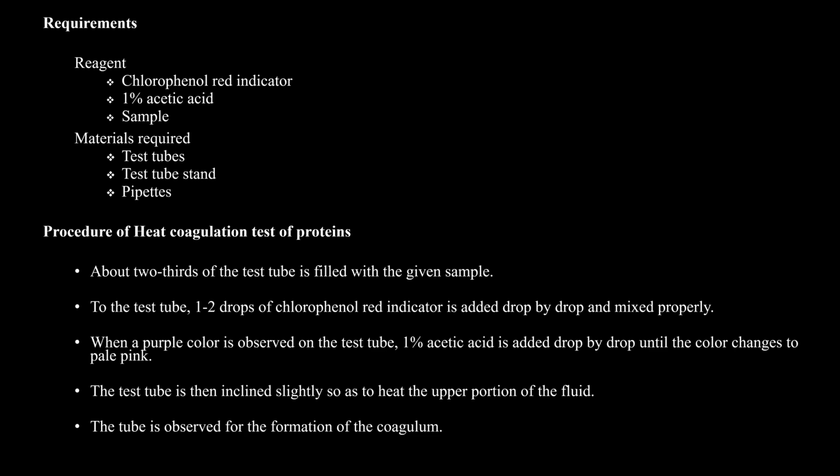The requirements are chlorophenol red indicator and 1% acetic acid. Take the sample material in a test tube, and prepare a standard tube. Heat the upper part of the sample to test for protein coagulation. Add 1-2 drops of indicator and 1% acetic acid. Heat the upper part slightly and observe for coagulation.